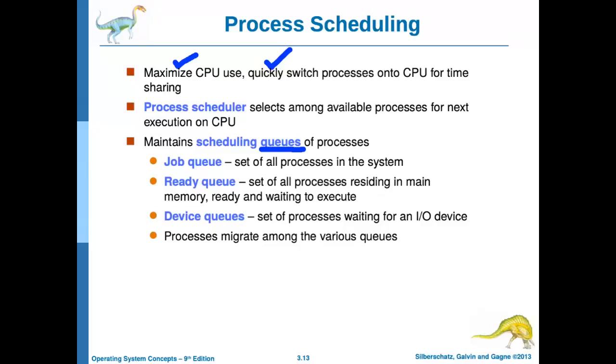Fine. So now the task of the scheduler becomes very simple. It will just select the process from the ready queue, because the ready queue holds all the processes. They are already in memory and ready for execution. They are just waiting for the CPU. So the scheduler doesn't need to look at all the processes. The job queue does not need to be consulted by the scheduler at all.